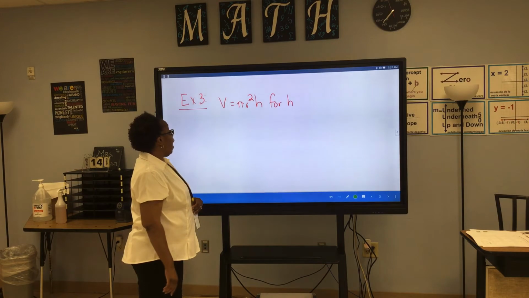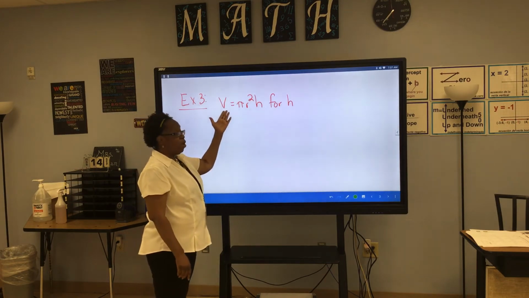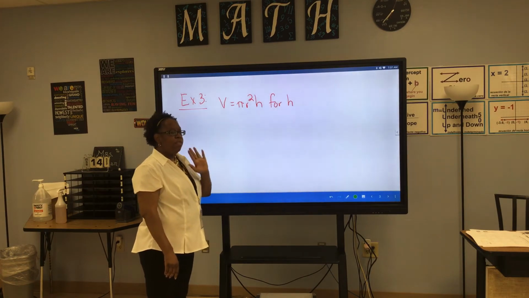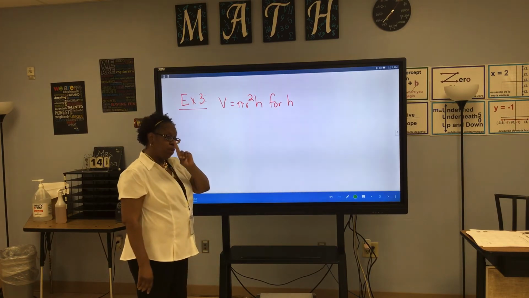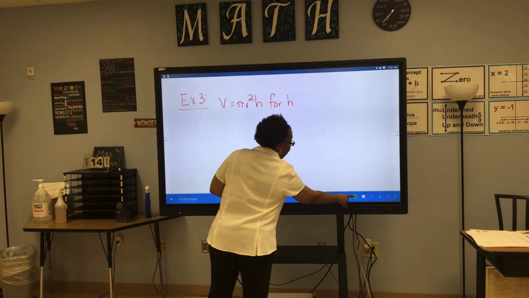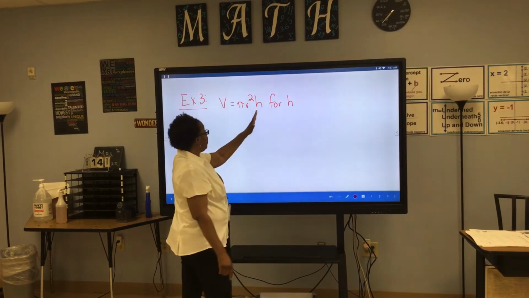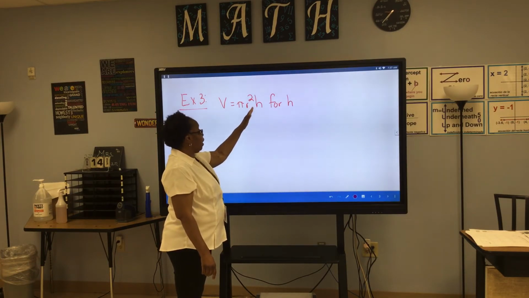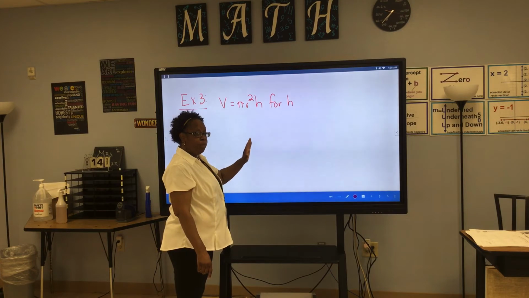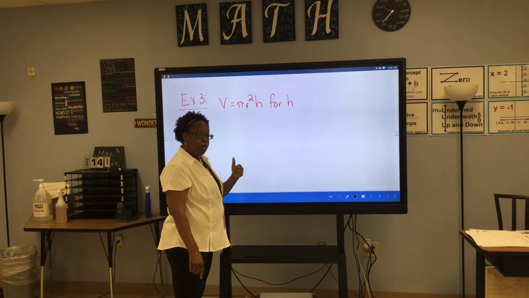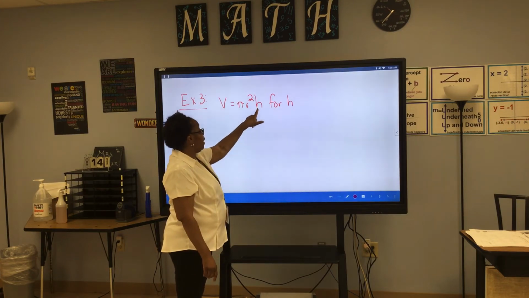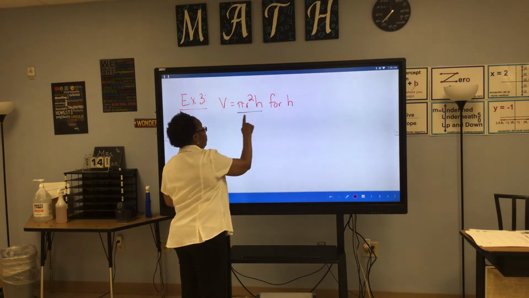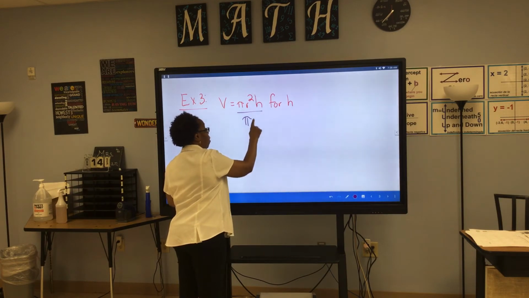Here in example 3, we have a formula. This is the formula for volume of a sphere, like a basketball. We're going to solve for h. This is really easy. There is basically one step. What's happening on the right side of this equation? All of these are being multiplied. That's pi times r squared times h. It's all being multiplied. So to undo multiplication, what do we do? We divide. So I want h by itself. That means I need to get rid of the pi and the r squared. So I'm going to divide by pi r squared.